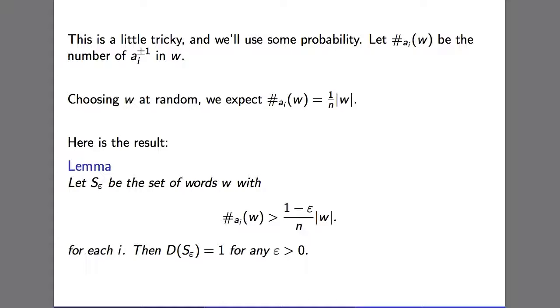So let S sub epsilon be the set of words which have this property. I said if you choose at random, you expect this to equal 1 over n times the length of w. I'm going to let S be the ones where the number of a_i is greater than this, (1 minus epsilon) over n times the length of w. We should expect this to be usually true, all right? And in fact, we want to prove that this density actually equals 1 for any epsilon greater than 0. So the probability that there are at least the expected number of a_i, all right?